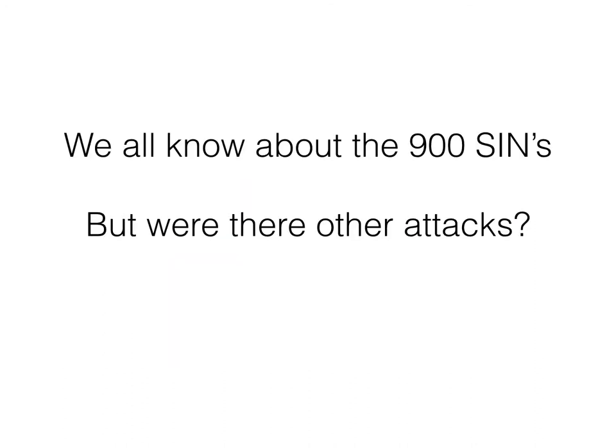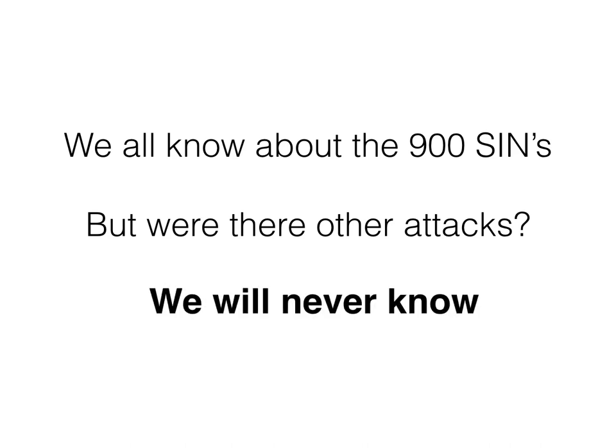And we all know about the 900 SINs, but were there other attackers? As I said, Heartbleed's design, the nature of how it exists, guarantees anonymity. There could have been people, maybe foreign governments, maybe rogue hackers, nasty private companies, hitting our servers. Maybe they're trying to get a specific target, maybe they want a huge swath of it, and they could have saved all that data, and they're sitting on it right now. We will never know. And that's a shitty reality.